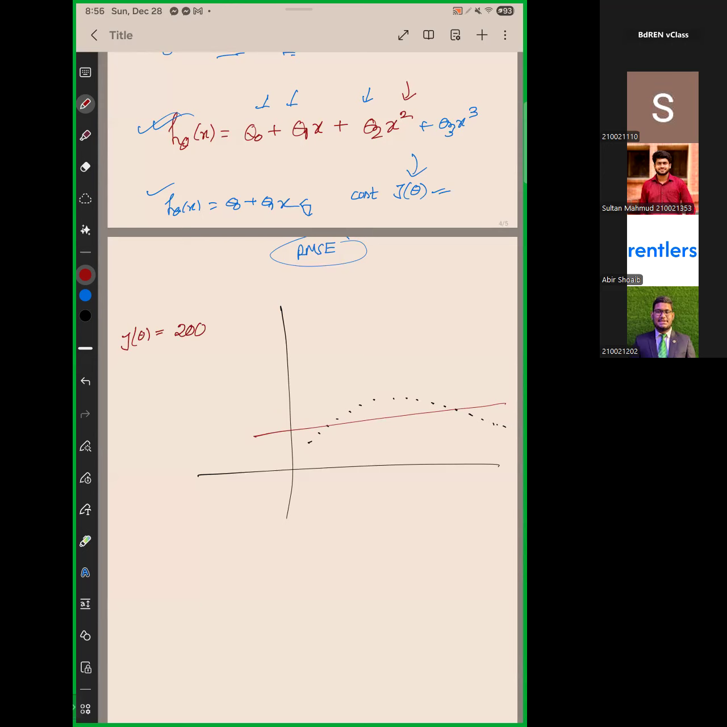Then what do you do? You increase the order. Originally your function was theta 0 plus theta 1 x. Now instead of this, you make it a higher order, you add a higher order term here: theta 1 x plus theta 2 x square. Now you check, this one will have another curve. You check for this one, what is the cost value? If you see that the cost value has decreased to, let's say, 100 or 20, that means this is definitely fitting your data better compared to this one. Did you get it? Was I understood?